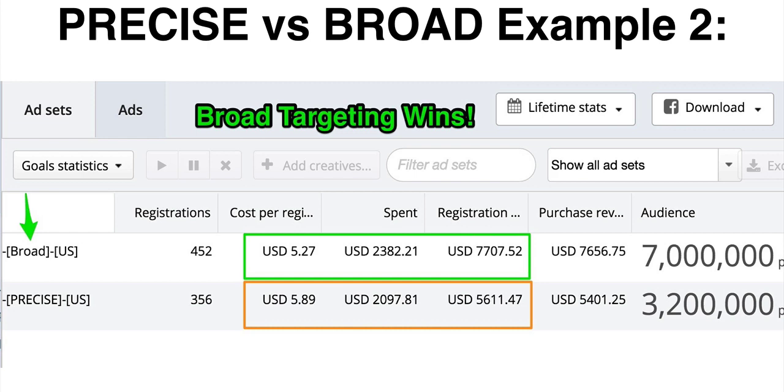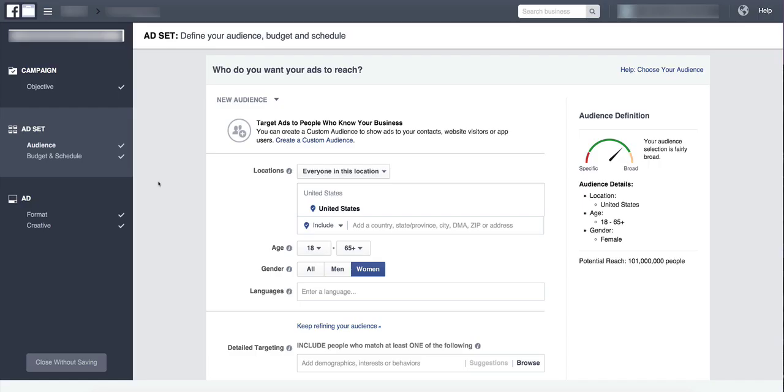Okay, so what we're going to do now is go inside of Facebook and mine some broad keywords. We're just going to go over some different types of broad targeting and broad keywords. So let me go into Facebook ads. Here we are in Facebook ads. I already have it to the point where we can create our targeting audience.